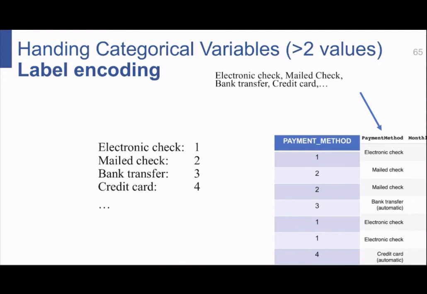Another method is to simply add a numeric representation for each of these different values. So if there is electronic check, I add 1. If there is mailed check, I convert this into 2. If there is bank transfer, 3, etc. So this is called label encoding.